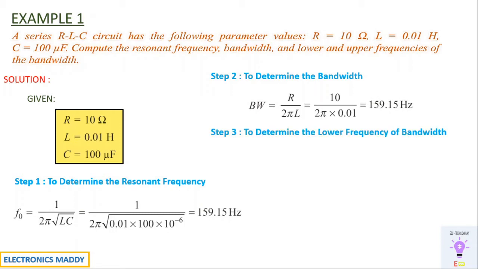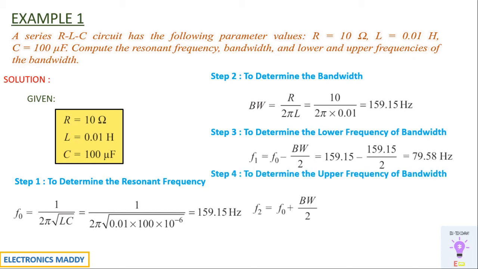Once we get the bandwidth, we have to determine the lower cutoff frequency and upper cutoff frequency of the bandwidth, that is F1 and F2. F1 is given as F0 minus bandwidth by 2, and substituting these values, you'll get 79.58 Hertz. The upper cutoff frequency is given as F2 equal to F0 plus bandwidth by 2. Substitute these values, and you'll get 238.73 Hertz.